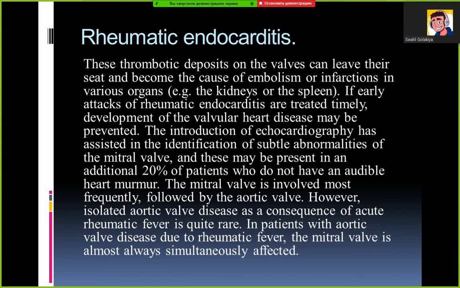However, isolated aortic valve disease as a consequence of acute rheumatic fever is quite rare. In patients with aortic valve disease due to rheumatic fever, the mitral valve is almost always simultaneously affected.